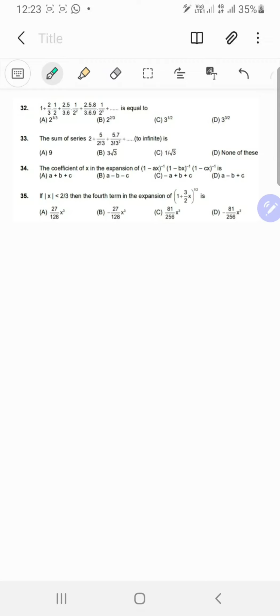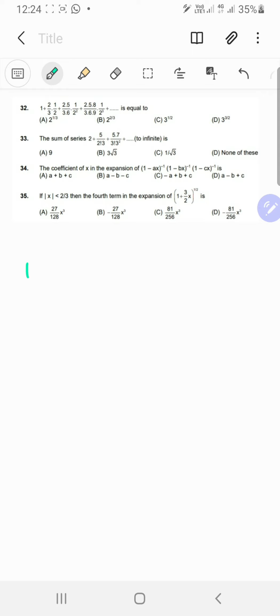In the 32nd question, it's 1 plus 2 by 3 into 1 by 2 plus 2 into 5 upon 3 into 6 into 1 by 2 squared and then so on. So 1 by 2 and then 1 by 2 squared and so on, right? But first of all, let's see what the difference is. The difference is actually 3 over there. So it's like 2 by 3 and 5 by 3, but that's not there. Let's just do it.